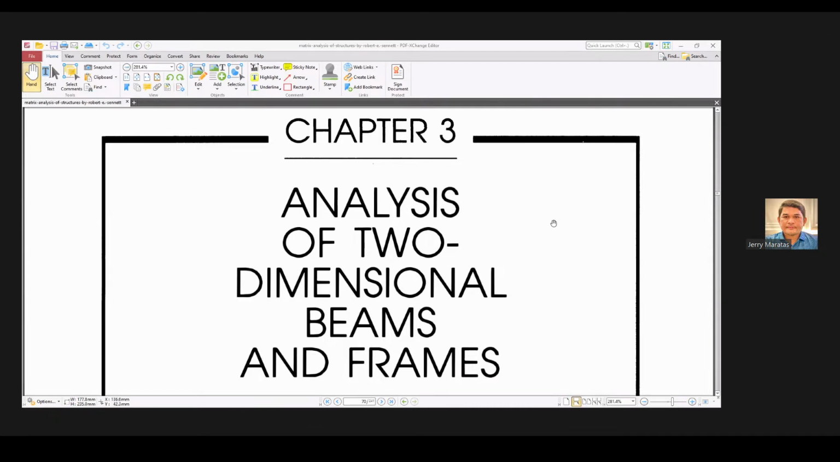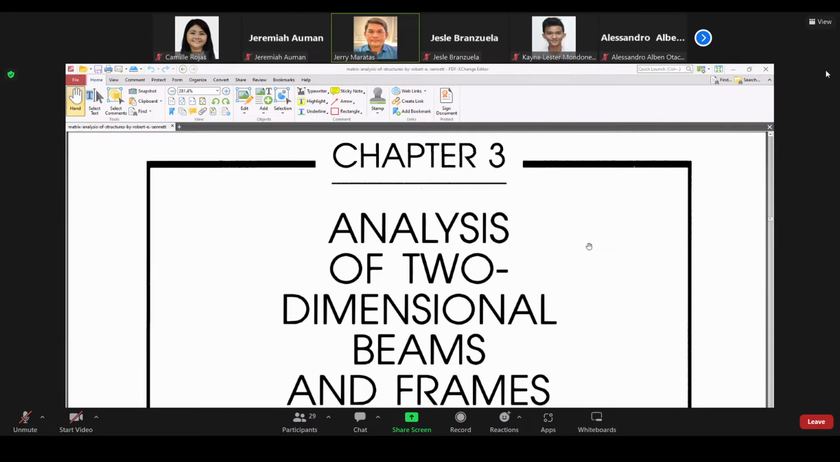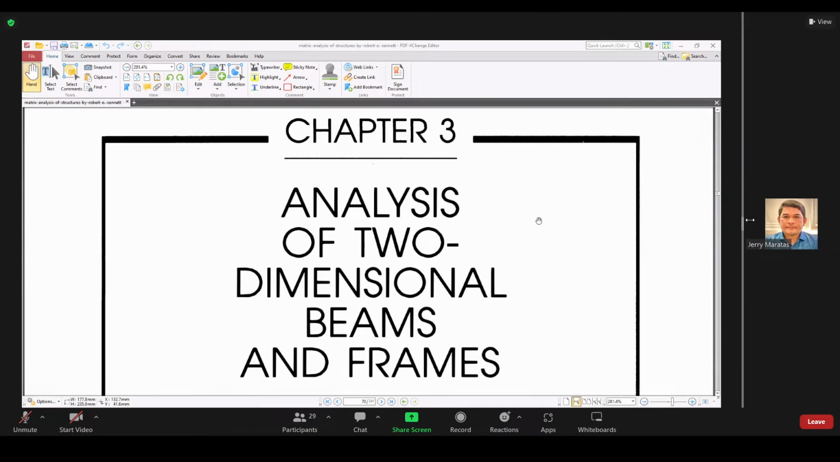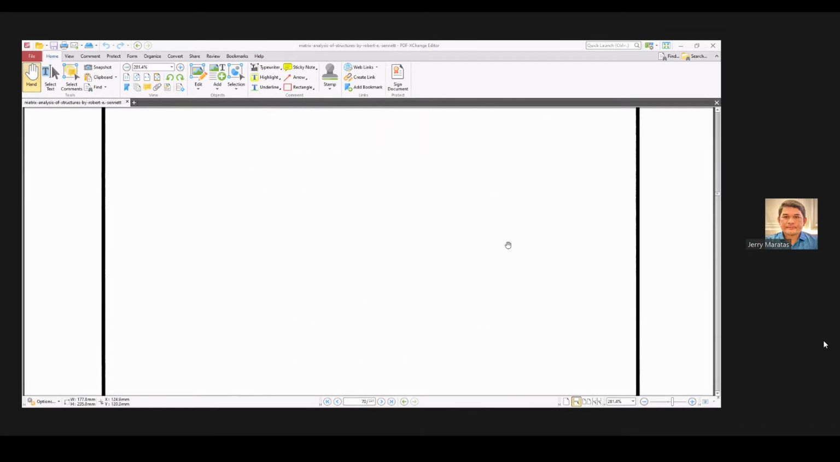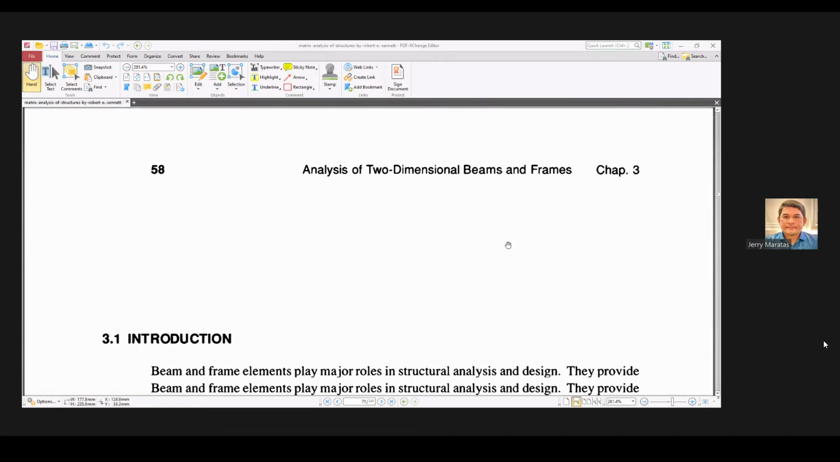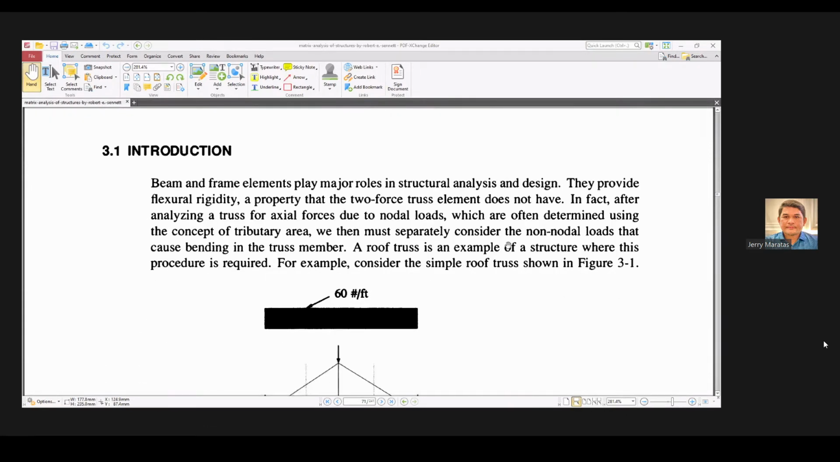Yes. Sige, so for this meeting, our discussions would be focused on the analysis of two-dimensional beams and frames, no? So maybe for frames, we'll just discuss this next meeting. So for this session, our focus is on 2D beams, two-dimensional beams. Okay, so I believe all of you are already familiar, no? Sana ang beam.